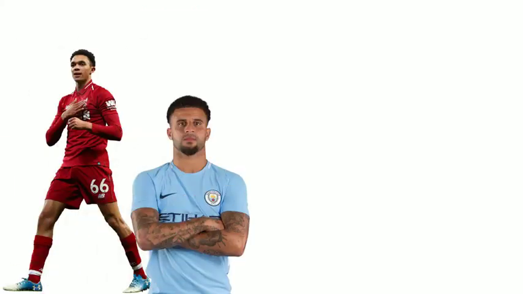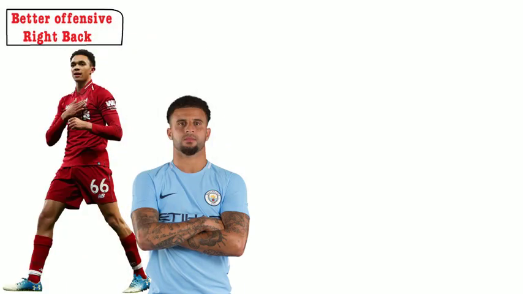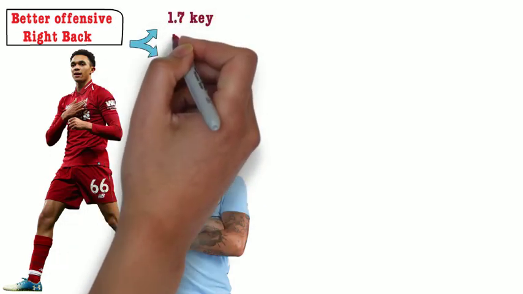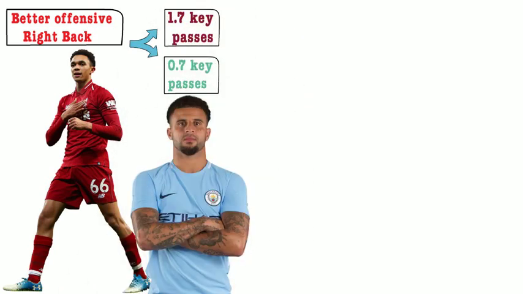Trent Alexander-Arnold should start at right back ahead of Walker, as the Liverpool man has shown this season that he is the superior attacking fullback. Even though I would consider Walker the better defensive fullback due to his one-on-one defending and recovery pace, I think that Arnold offers so much more creativity from the right back position that he'd offer another dimension to the England attack. This can be seen as Arnold has created 1.7 key passes per game this season compared to Walker's 0.7.